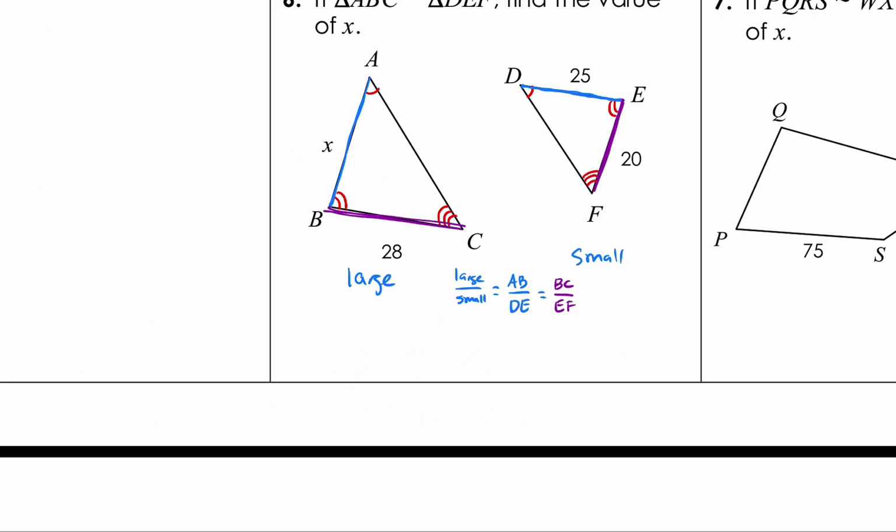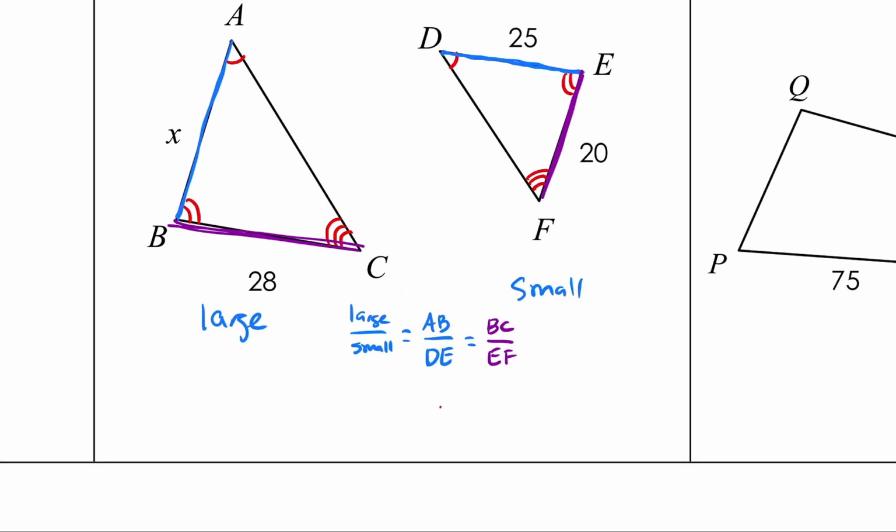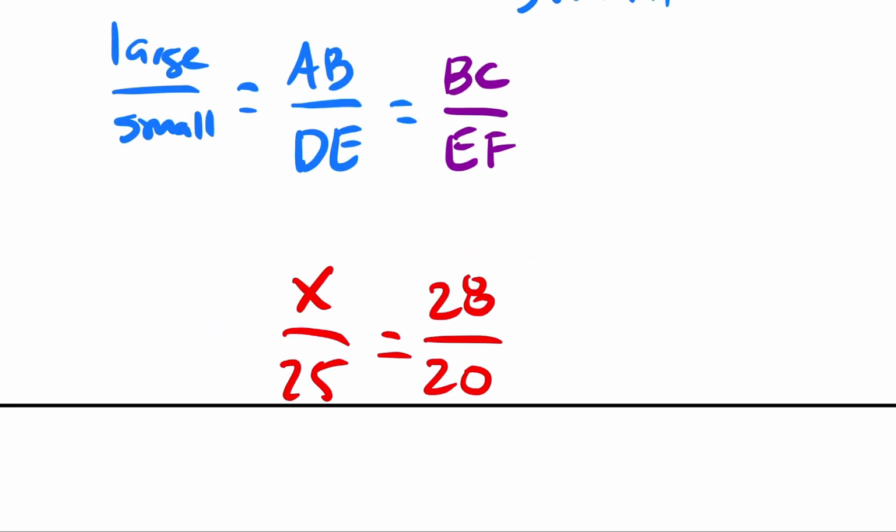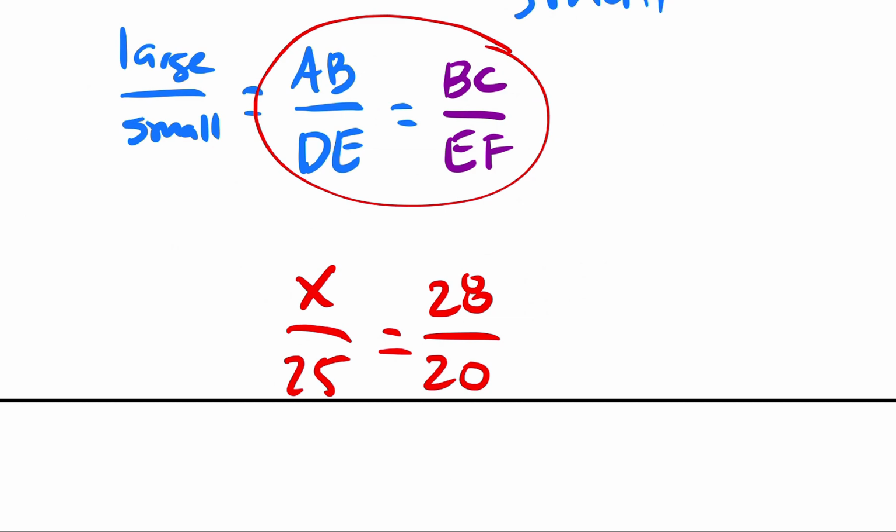So now we know AB is x, DE is 25, BC is 28, and EF is 20. I'm just using this proportion I set up like we did before. Now that I have the proportion set up, I can replace it with the actual values, and solve for x by cross multiplication.